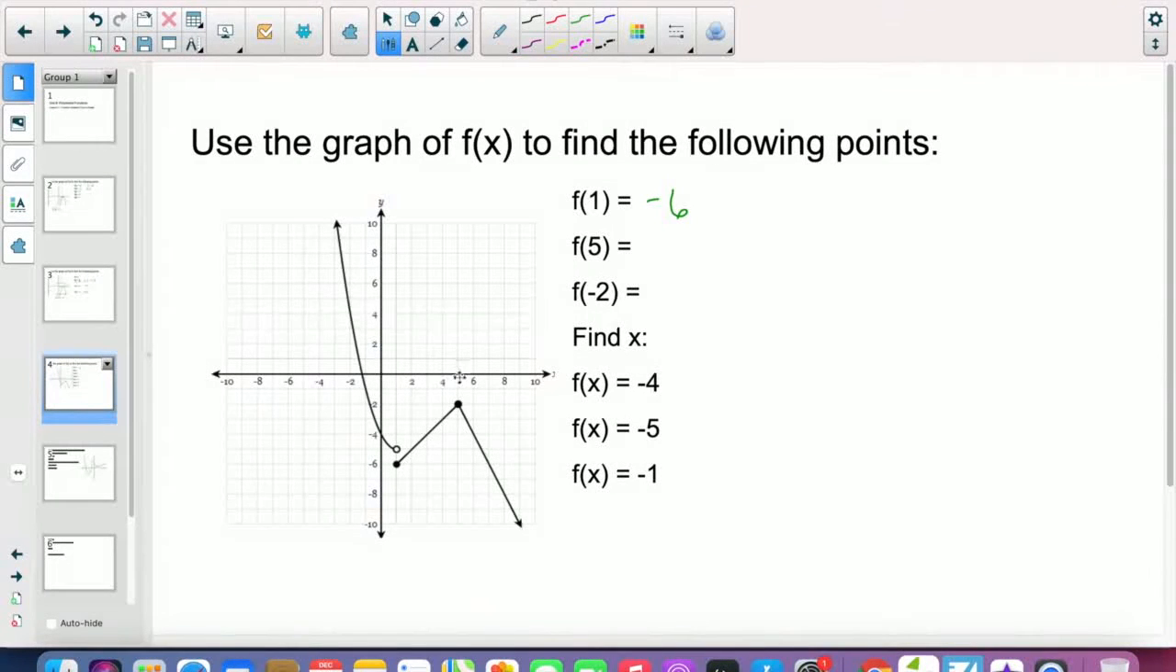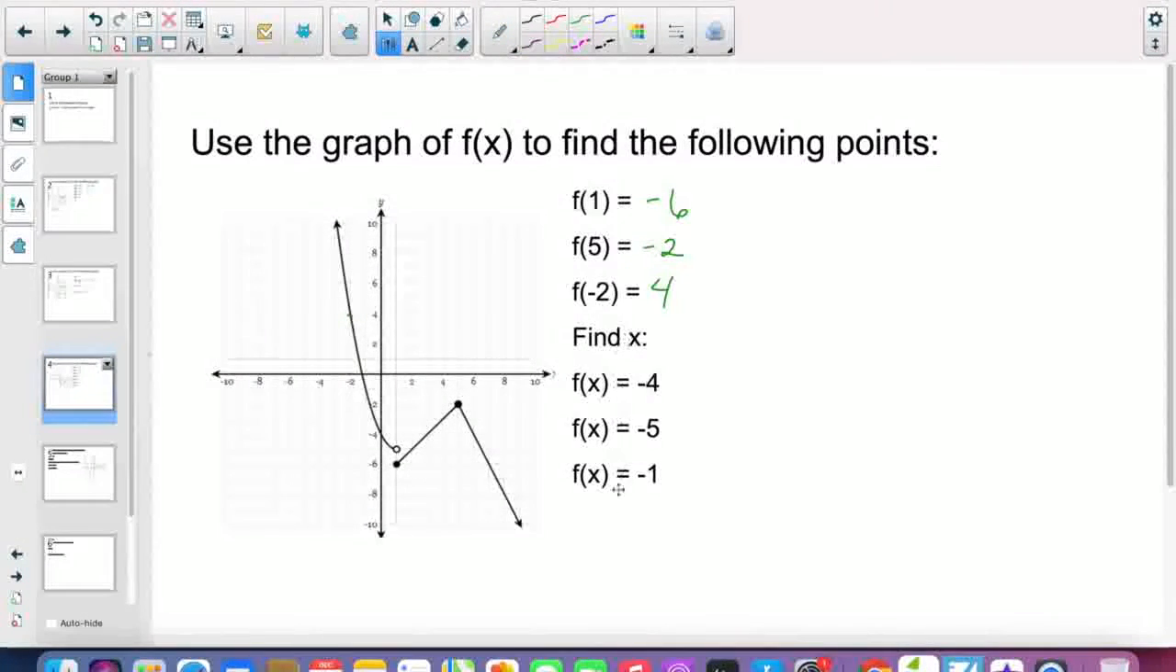F of 5, if I go down, that would be at -2. So the y value when the x value is 5 is negative 2. F of negative 2, the y value when x is negative 2, looks like it happens right here at 4, so the y value is 4.